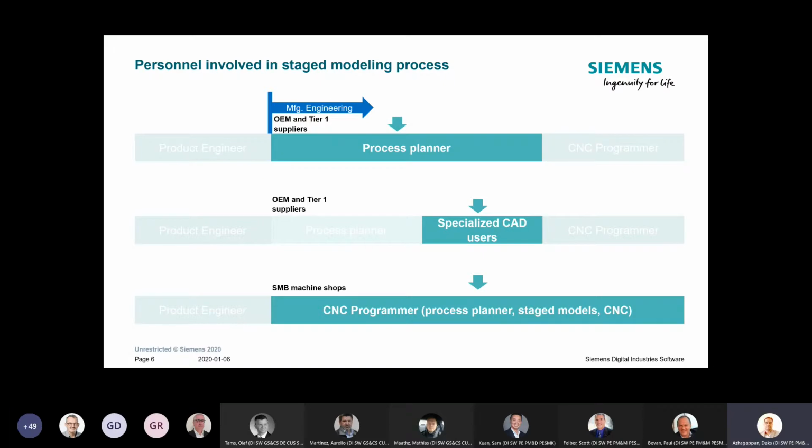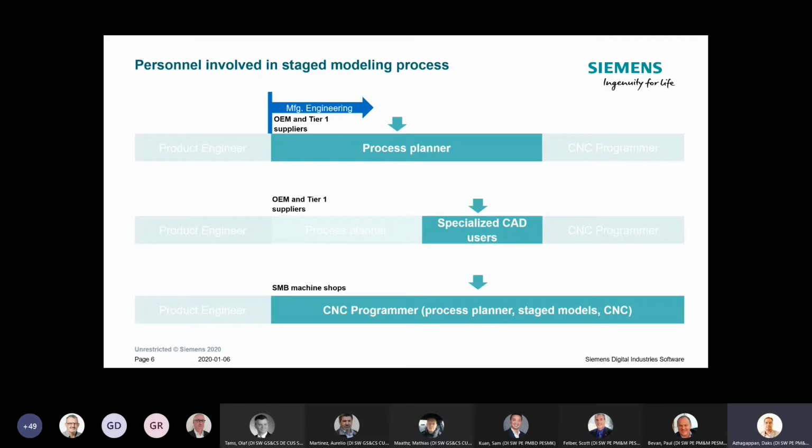So once the process planner finalizes the bill of process, they send it to the specialized CAD users, who are sitting in between the process planning team and the downstream team, for example, the CNC programming team. They model them and then they give it to the CNC programmer.